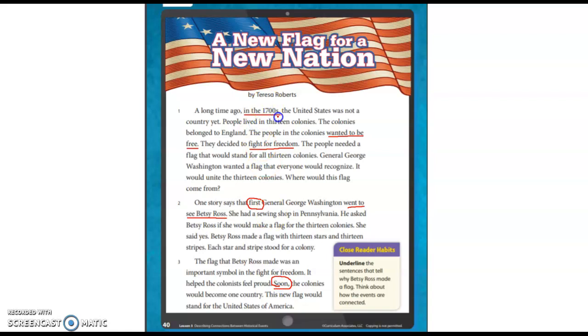So this text told us the order of the events. So in the 1700s, first General George Washington went to see Betsy Ross. Soon the colonies became one country. But we also have some cause and effect in here too.